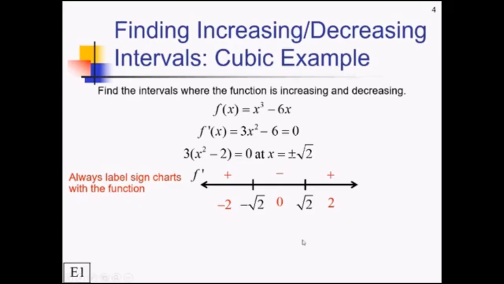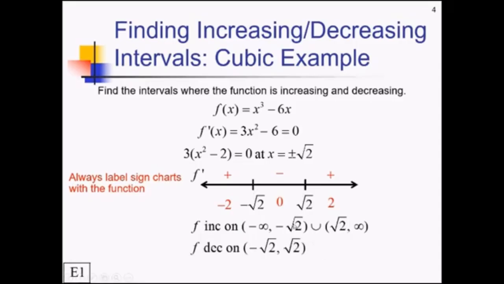Now I just have to figure out, where am I increasing, where am I decreasing? I always do the increasing first just to be consistent. So I notice that my f prime is positive over here and over here. So I'm going to write f is increasing on the interval from negative infinity to negative radical 2, union radical 2 to positive infinity. And next, for my decreasing, that's where f prime is negative. So I can say f is decreasing on the interval from negative radical 2 to radical 2.